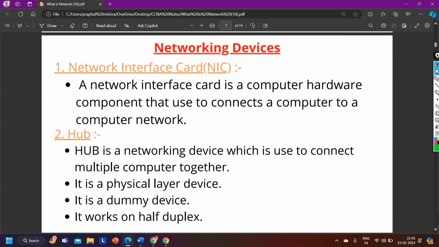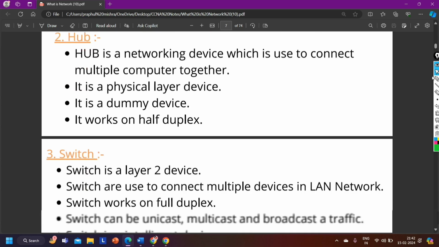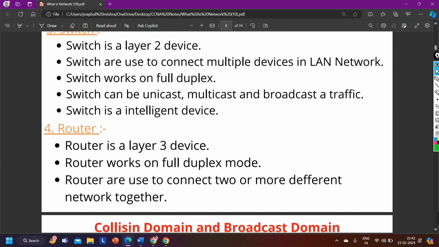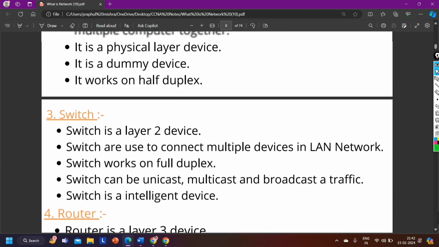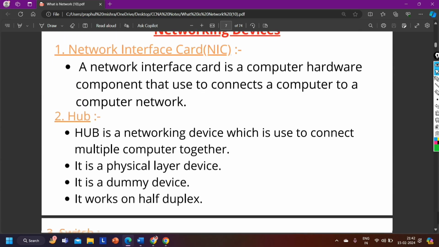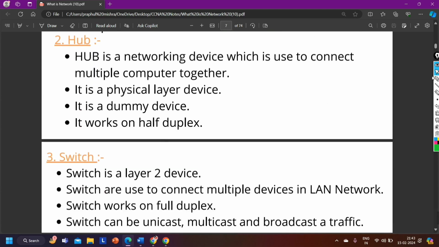Now the next topic is networking devices. Very important. In networking devices, here we are going to cover how many devices? NIC, hub, switch, and router, right? So these four devices will take you around one hour.